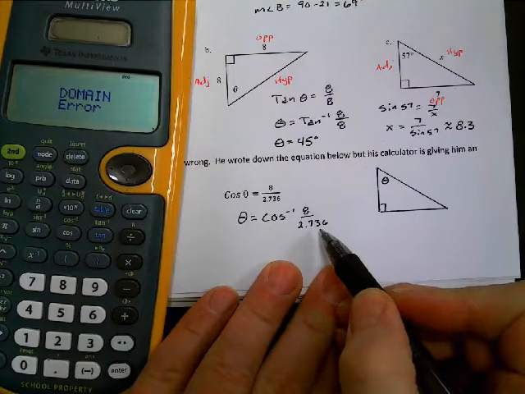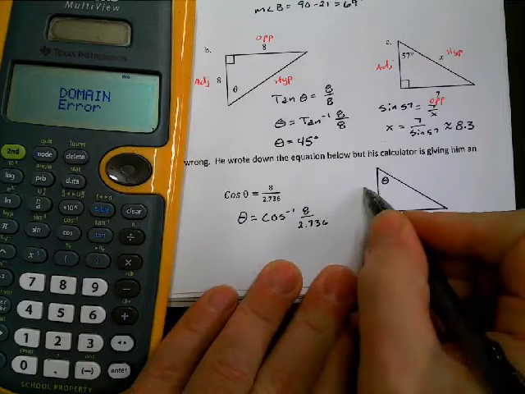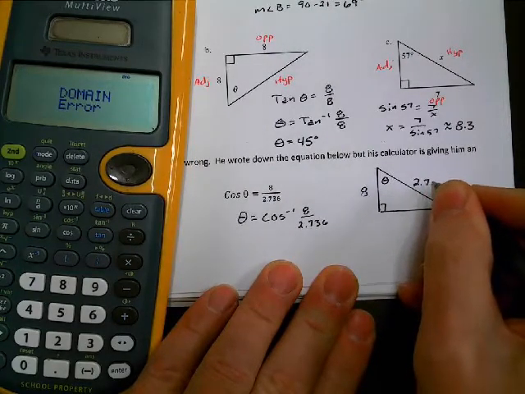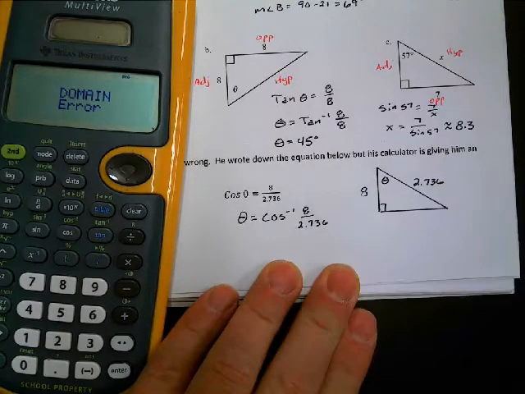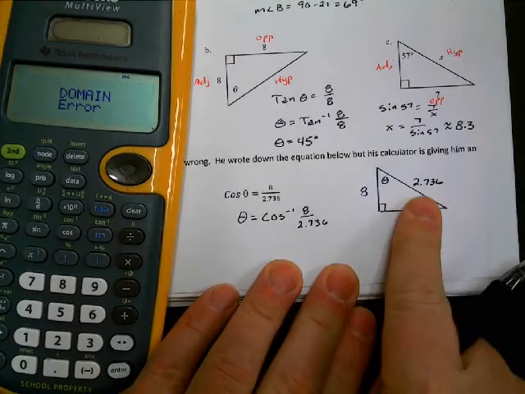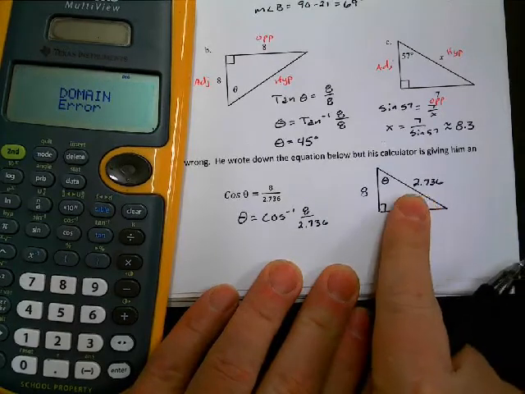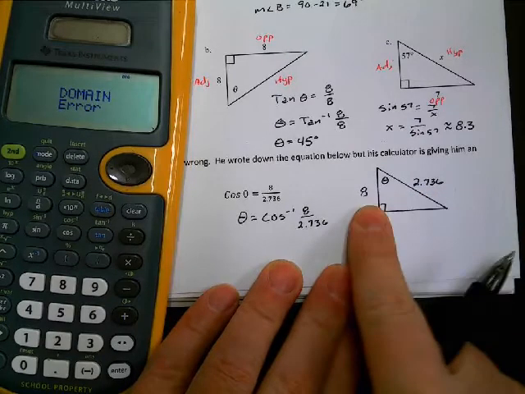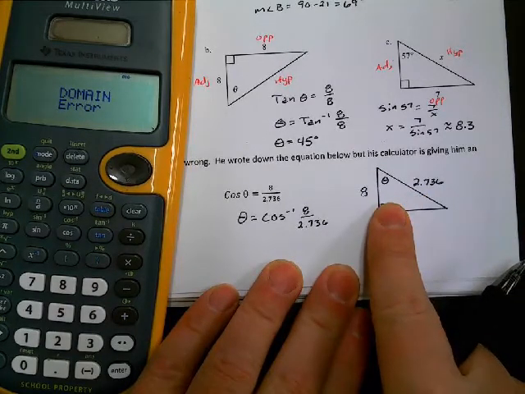So this would be adjacent. This would be the hypotenuse. Do you see what's wrong here? The hypotenuse is the longest side. It can't be 2.736 if this is 8. He probably switched the hypotenuse and the adjacent when he set up his equation. Okay, so that's why it's giving me an error message.